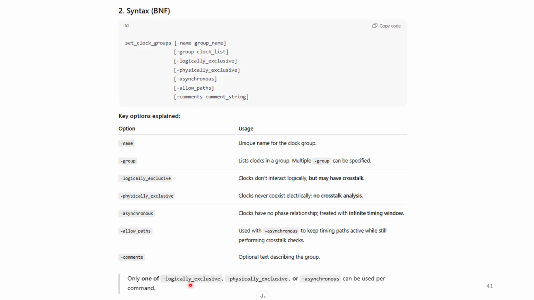Only one of -logically_exclusive, -physically_exclusive or -asynchronous can be used in a command. So if you are writing a command, you can use only one. Either you can use logically exclusive or physically exclusive, if not, -asynchronous.